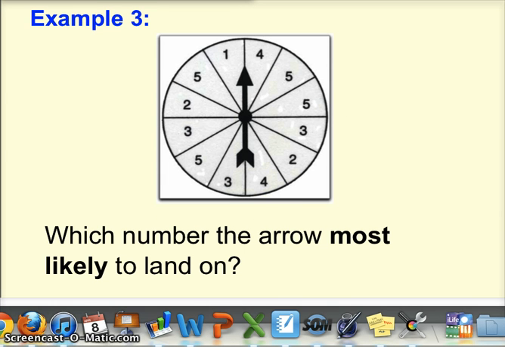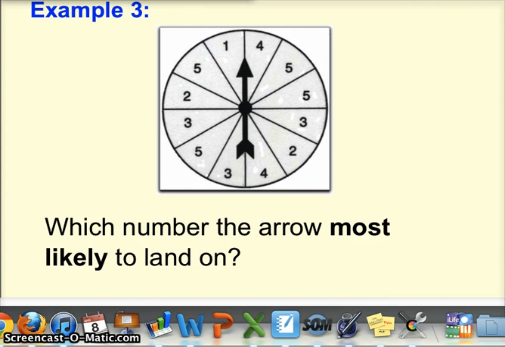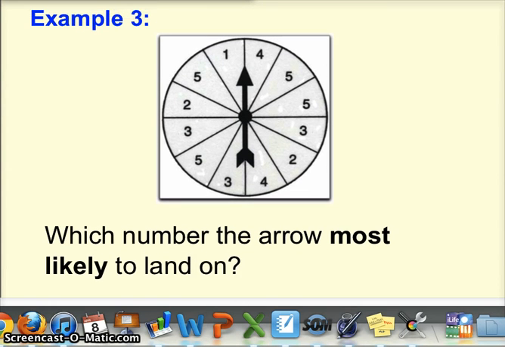Okay, let's look at our final example. We want to look at this and determine which number the arrow is most likely to land on. Well, when I look at this spinner, I notice that there are multiple numbers, and some of the numbers are on here more than once. So let's make a list of how many of each number we have.